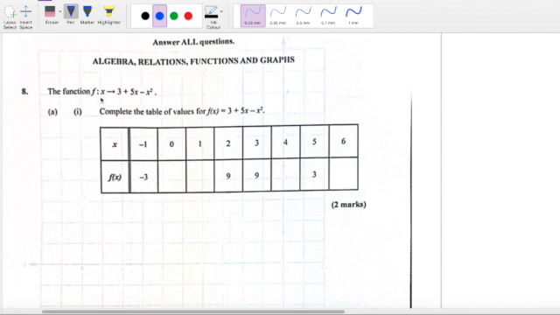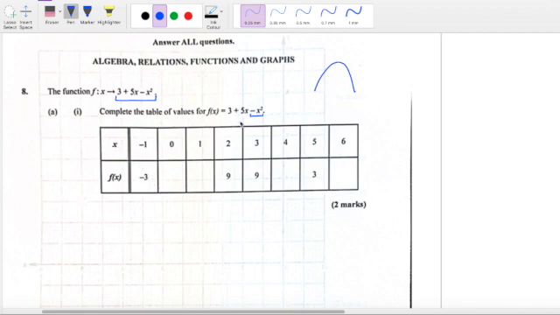So we see here we have a quadratic. f of x is 3 plus 5x minus x squared. It's just in a different order, but because the coefficient of x squared is negative, that means we could expect a maximum curve like this. These are the things I was thinking about before we actually get into it.